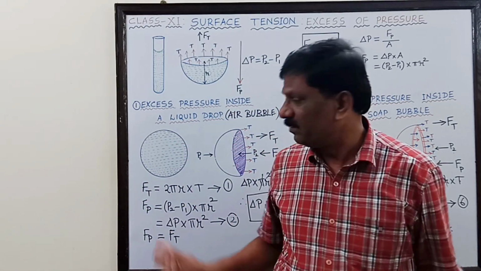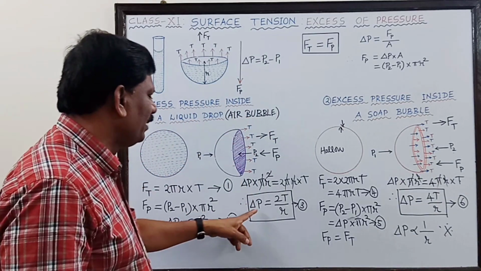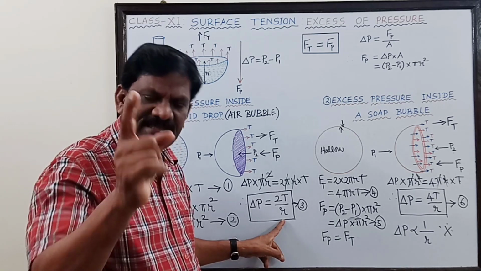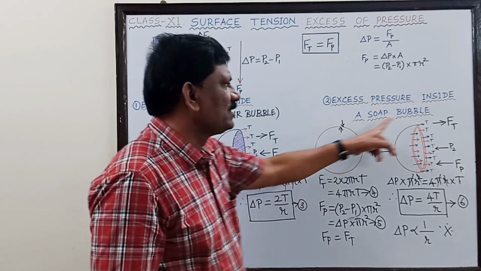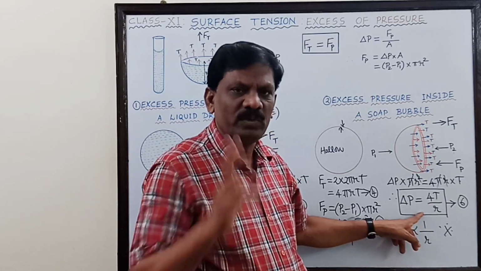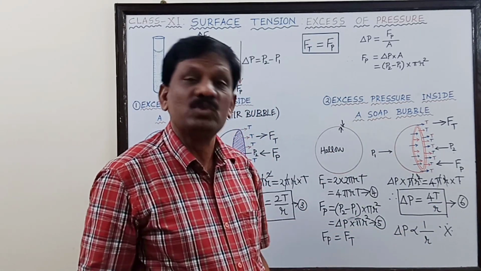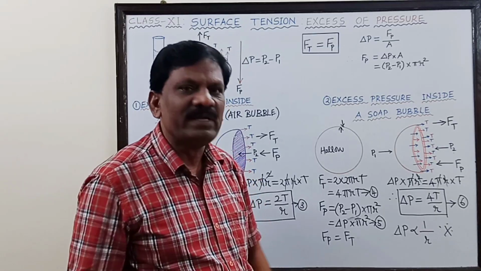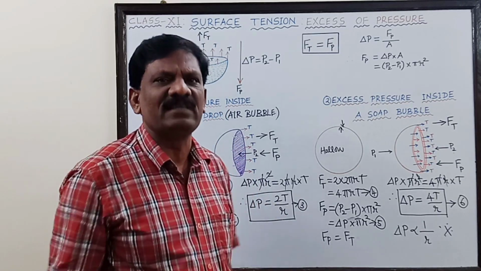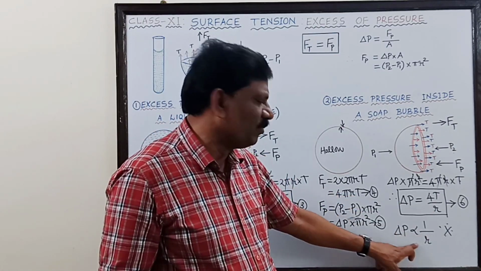It is twice the previous case. So in the case of a liquid drop and an air bubble, we have got delta P equal to 2t by r because it is having one free surface. In the case of a soap bubble, we are getting delta P equal to 4t by r, that is 2 into 2t by r. This is because the soap bubble has two free surfaces. This is the only difference. Whether it is one free surface or two free surfaces, delta P must be inversely proportional to r in both the cases.